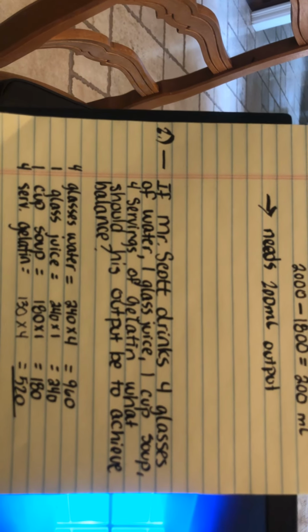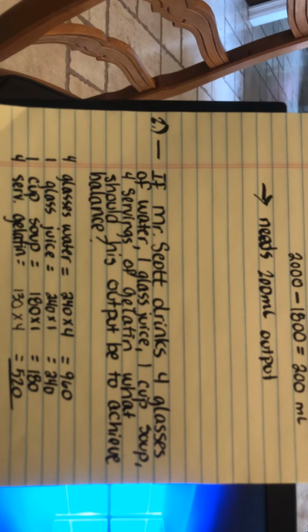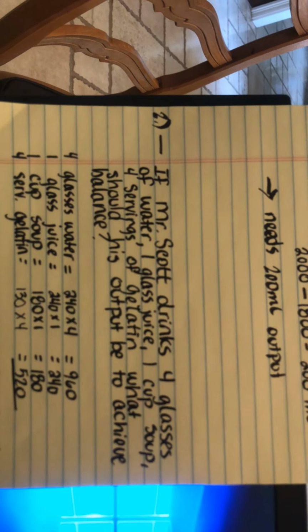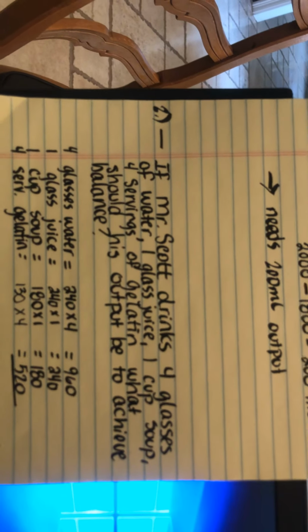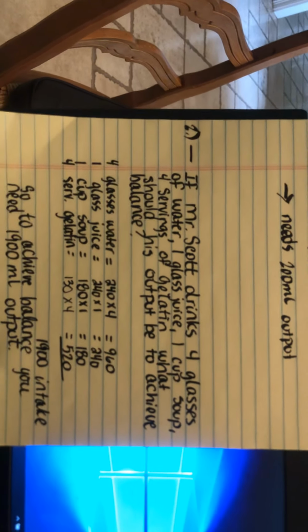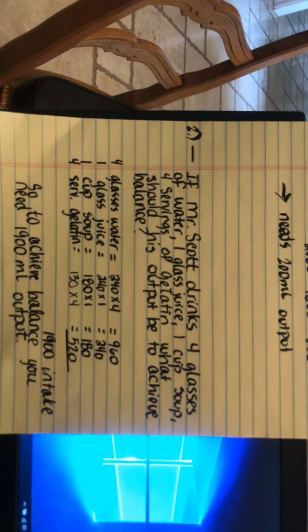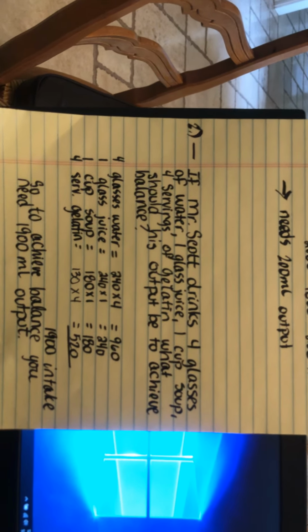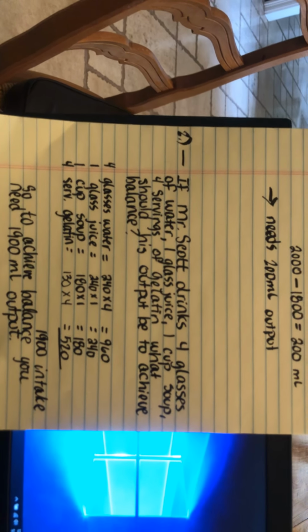The 4 glasses of water, so that was 240 milliliters times 4, the glass of juice, and I just read it off the chart, put it on there, and then I added it up. So what I got was he had an intake of 1,900 milliliters. So to achieve balance, you would simply put that you need 1,900 milliliters output so that his diet's balanced.